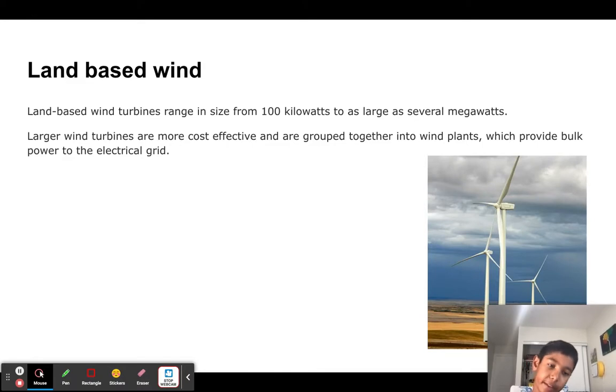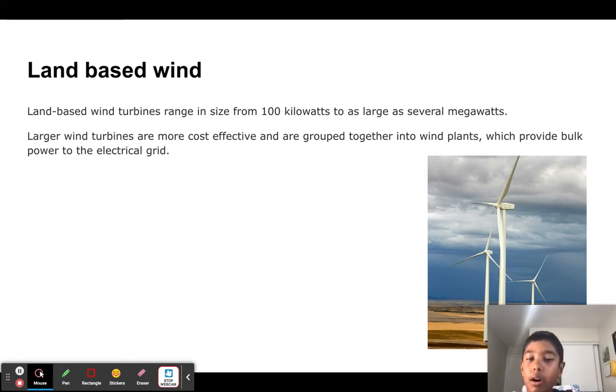So now I'm going to go to the next one, land-based. We have different types of windmills. Land-based wind turbines range in size from 100 kilowatts. If you don't know what a kilowatt is, it's basically that in electricity form. That's what they call it, kilowatts or watts. So a land-based wind turbine ranges in size from 100 kilowatts to as large as several megawatts.